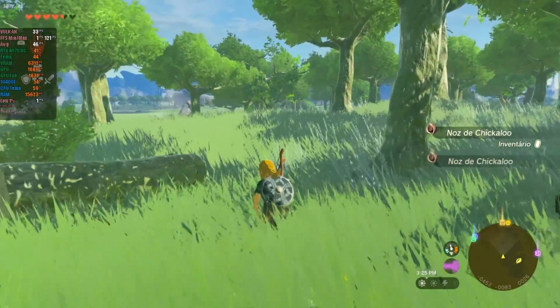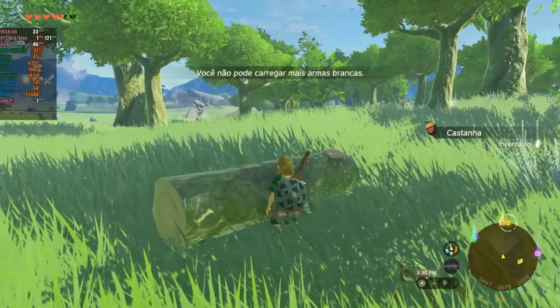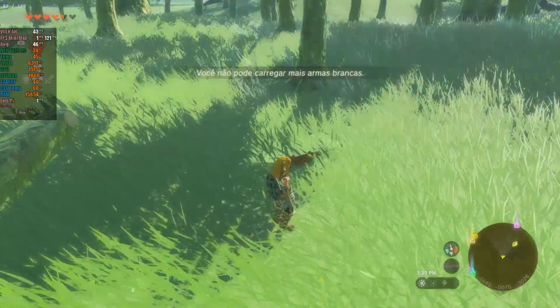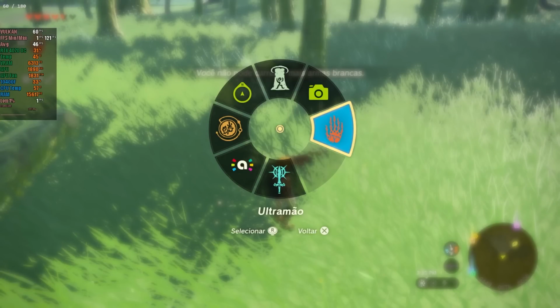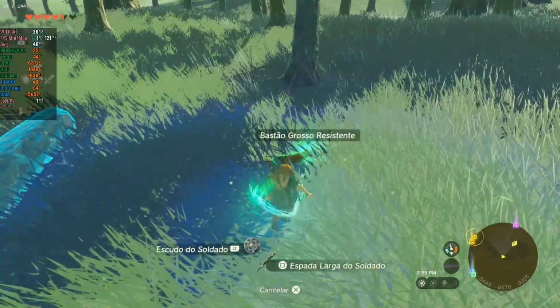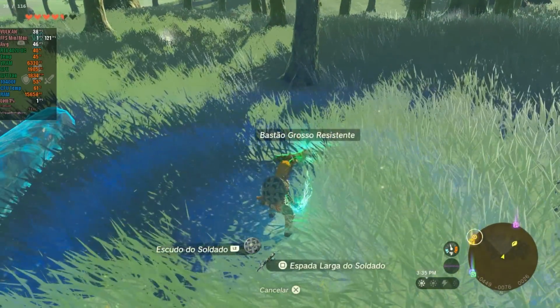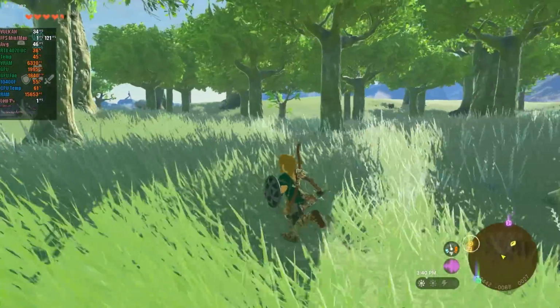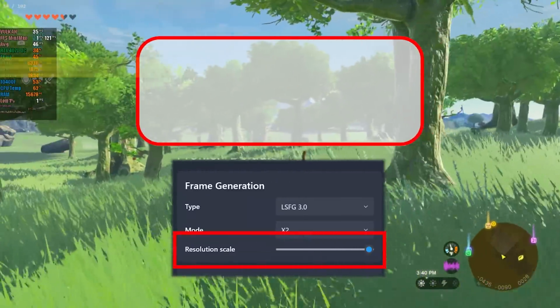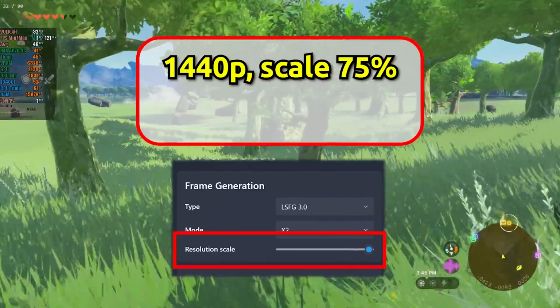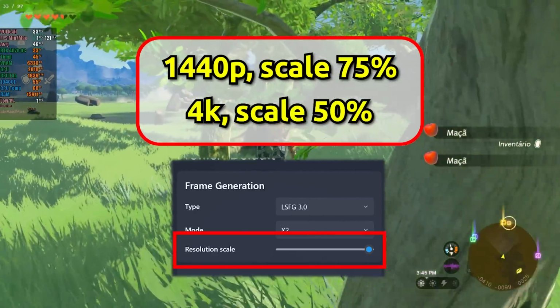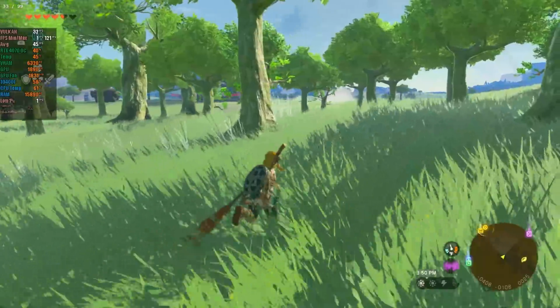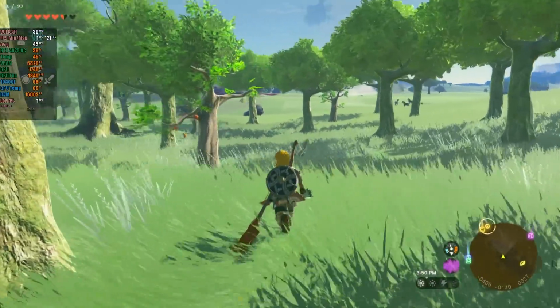Another helpful tip is to lock the FPS to a safe value to prevent the GPU from reaching 100% usage. This helps reduce latency impact and ensures a more stable frame rate during gameplay. If you're aiming to play at resolutions above 1080p, it's recommended to use the scaling suggested by LS. For 1440p, set scaling to 75%. For 4K, use 50%.